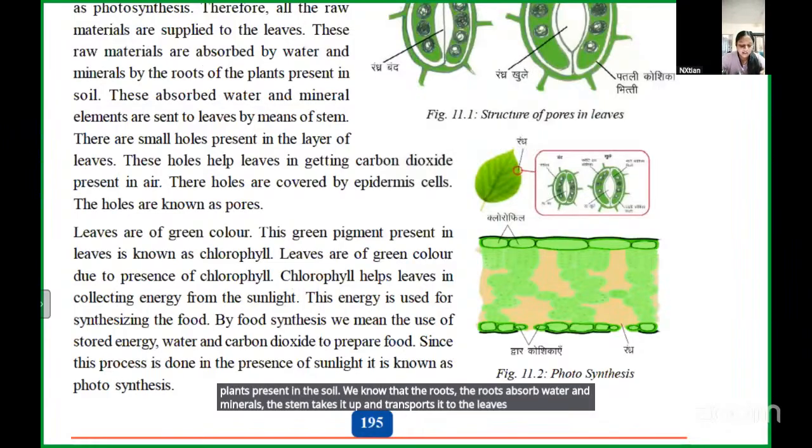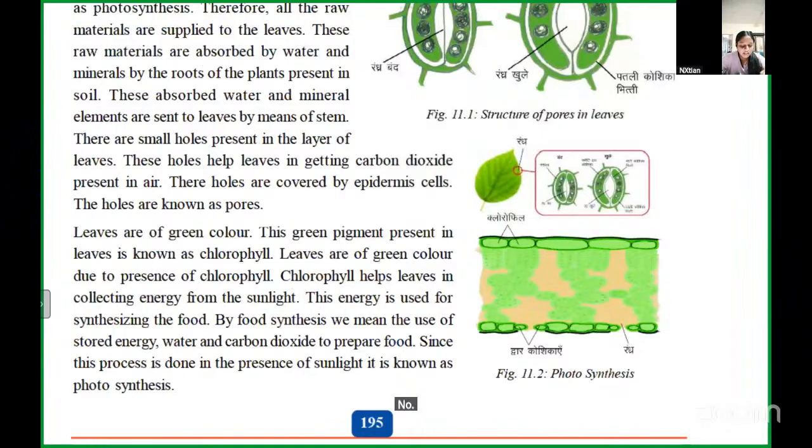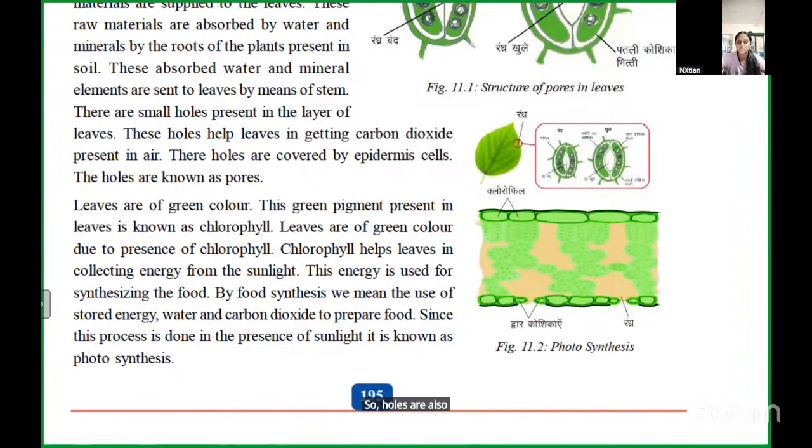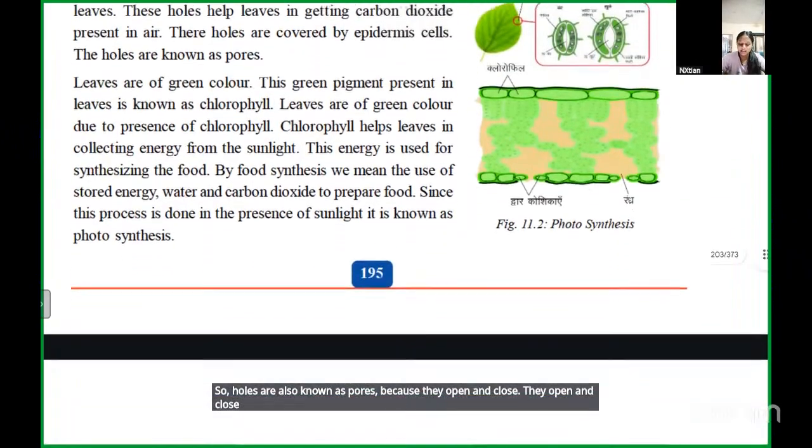Now, these absorbed water and mineral elements are sent to the leaves through the stem. There are small holes present in the layer of leaves. These holes help leaves in getting carbon dioxide present in the air. These holes are covered by epidermis cells. Holes are also known as pores because they open and close.